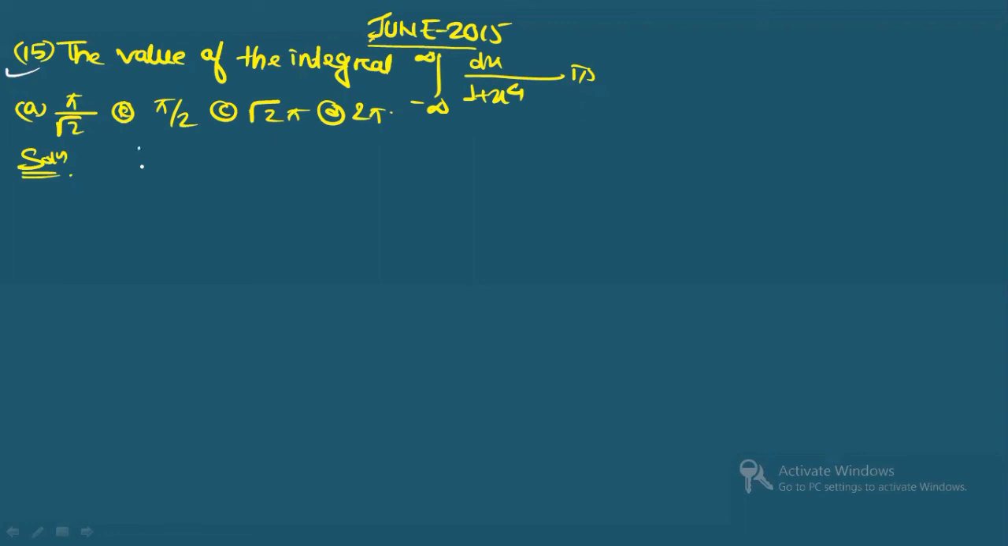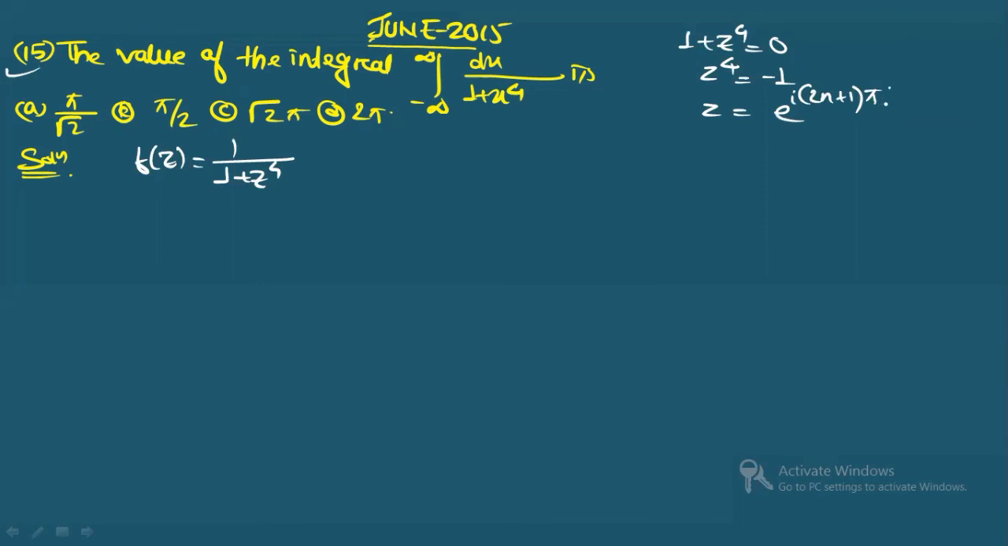So first of all, I write the function f(z) equals 1 by 1 plus z to the power 4. For the poles, you put the denominator 1 plus z to the power 4 equal to 0. So z to the power 4 is equal to minus 1. So z will be equal to e to the power i(2n+1)pi by 4.